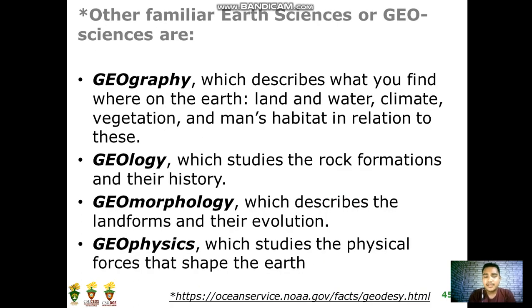So there are also familiar earth sciences or geosciences. One of these is geography. Geography is describing what you find where on the earth, like for example, the land, water, climate, vegetation, and man's habitat in relation to this. We have also geology, which studies the rock formation and their history. We have also geomorphology, which describes the landforms and their evolution, and geophysics, which studies the physical forces that shape the earth.